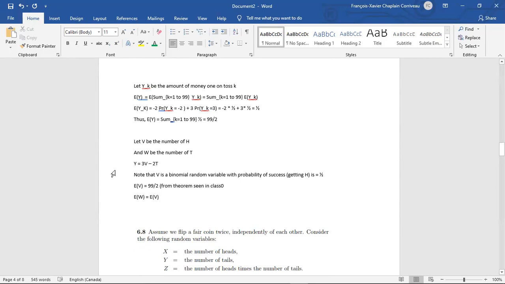So if you want to make use of the binomial random variable that you know, that's one way to do this. However, Y does not really follow a binomial distribution. It kind of does, but you have to be a bit careful.